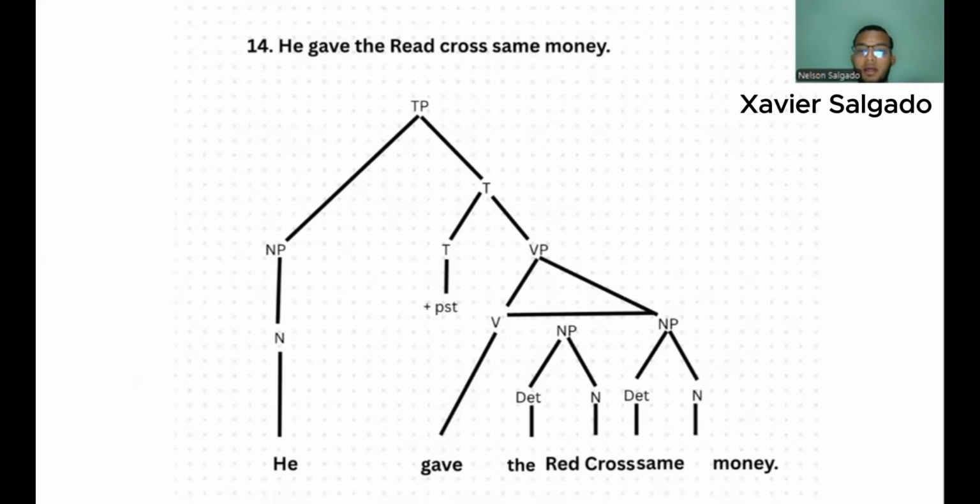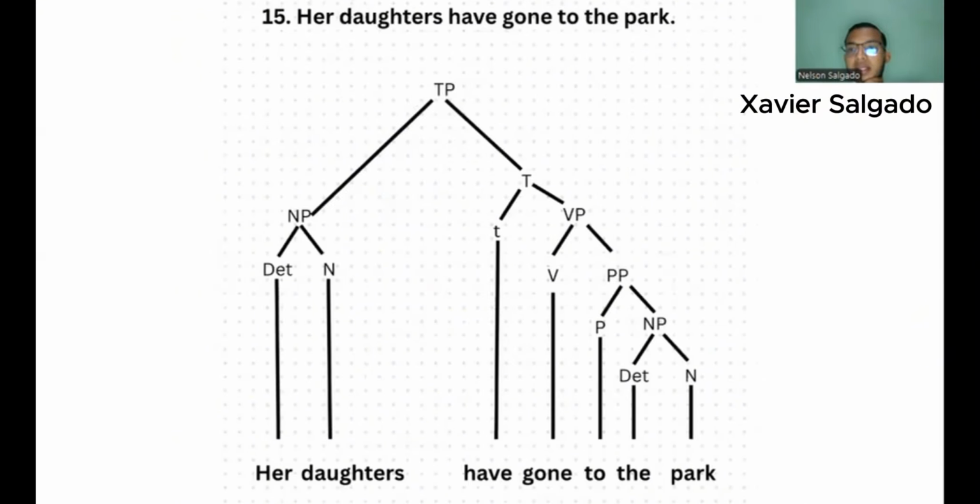In the middle, we have an NP and NP2. And we have the same sequence, that is determiner and noun. We have determiner and noun, and on the other hand, the last determiner and noun. And well, in the result, we have: he gave the Red Cross some money. Well, the last part is the last sentence.